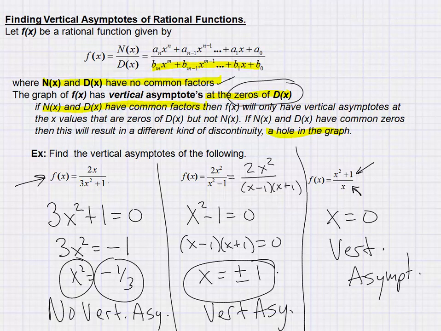A key, again, is this right here. There's no common factors to start. If there are common factors to start, again, we'll talk about that at the end of this lesson, but generally, just to introduce it right now, you would have to cancel those common factors and then find where the denominator is 0. We'll get those examples in at the end.